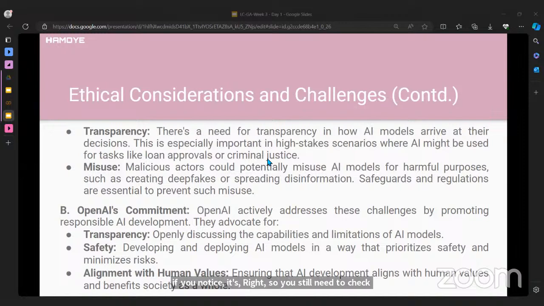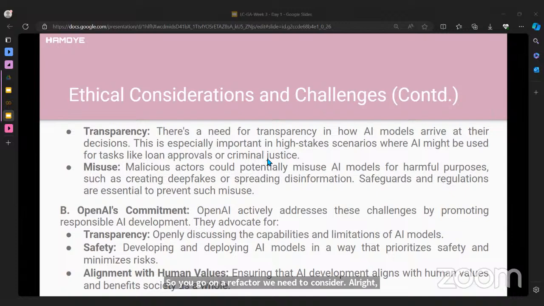So another factor that we need to consider is the misuse of AI. This includes creating deepfakes, spreading disinformation, or other harmful activities. Implementing strong safeguards and regulatory measures is crucial to prevent such abuses and ensure that AI is used responsibly. So this is also another factor we need to consider.